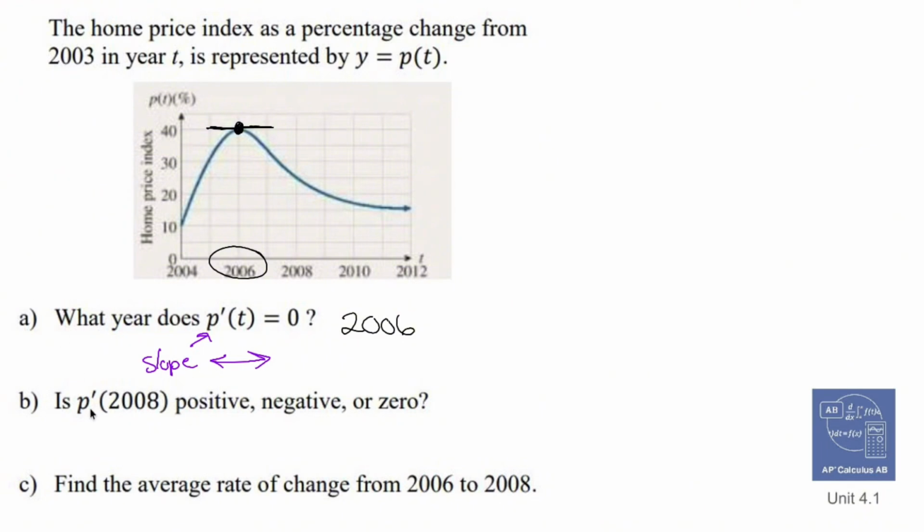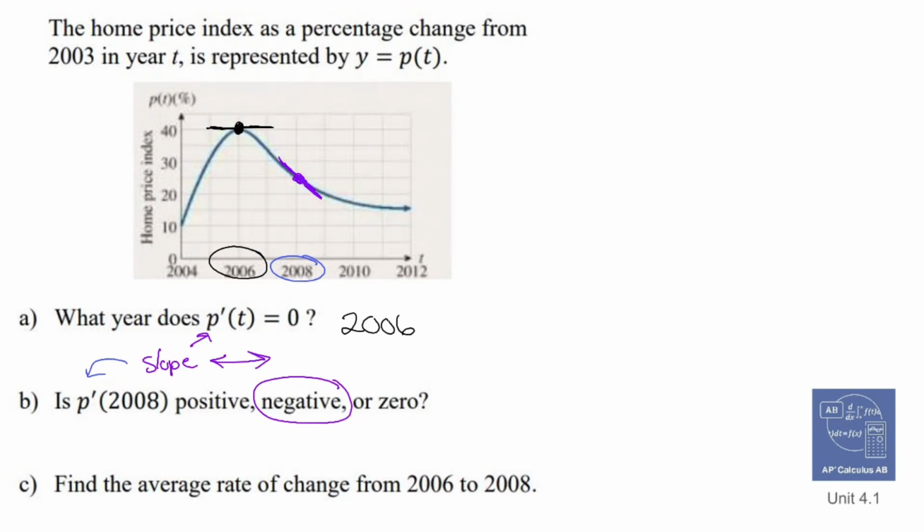Similar question, is p prime, so again, the slope, of 2008 positive, negative, or 0? So I'm pretending I'm on my skateboard, and at 2008, I am going down this hill. So at that moment at 2008, I have a negative slope because my slope is going down and to the right. Now C is asking us to find the average rate of change from 2006 to 2008.